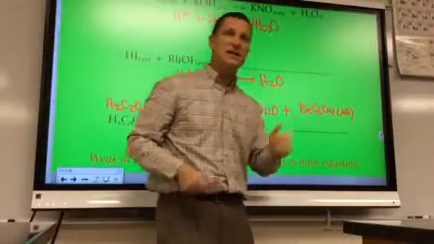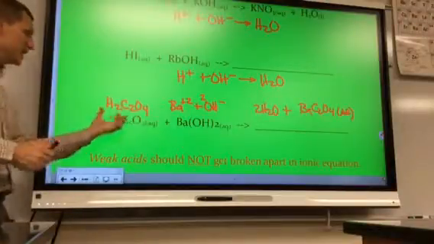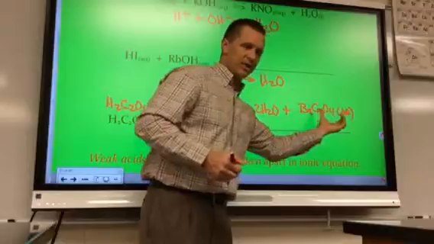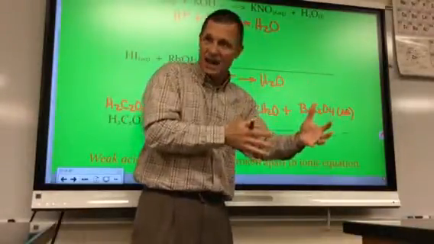The oxalate ion did change. Because at the beginning, because it was in a weak acid, it was attached to the hydrogen. At the end, it's unattached to anything. It changed. So it belongs in the net ionic equation.